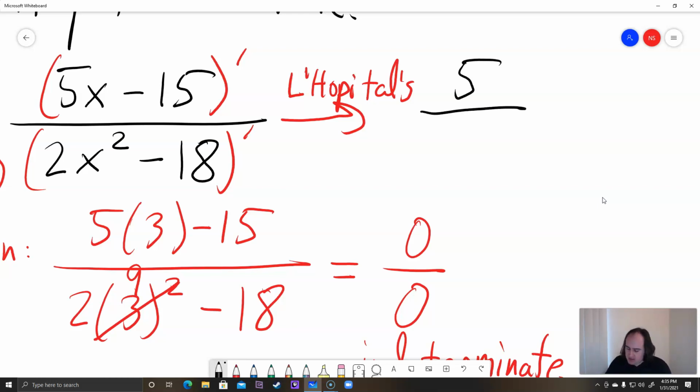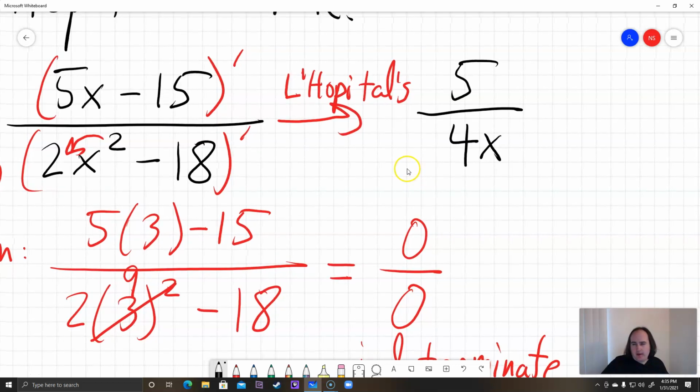And then on the bottom, the derivative of 2x squared, we're going to have to go ahead and use the power rule. So we're going to bring the 2 out front and decrease the exponent by 1. So we get 2 times 2 is 4x on the bottom. So we actually have 5 over 4x. And of course, I didn't write negative 15 or negative 18 because the derivative of a constant is 0. So that's why the negative 15 went away and the negative 18 went away. Okay, so far we should have 5 over 4x. So I did not use the quotient rule. I just took the derivative of the top and the derivative of the bottom sort of separately.